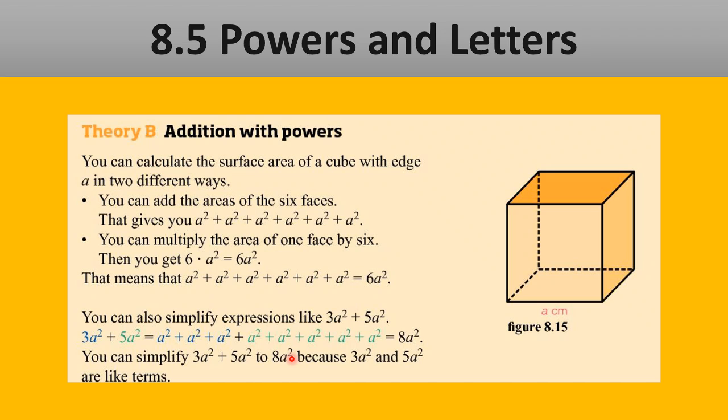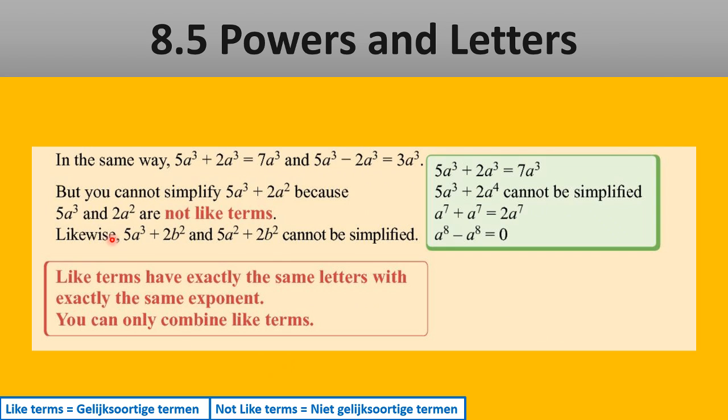They don't change, as you can see right here. What changes is how many of them you have, and that's the number that's in front of my letter with exponents. You can only do this when the letters are exactly the same. Remember like terms, right? Gelijksoortige termen.